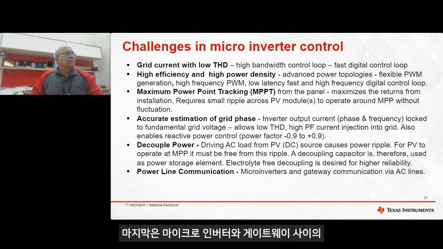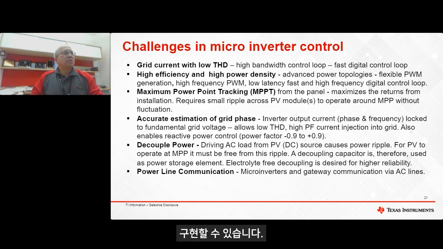The last is communication between the microinverter and the gateway. PLC is one way to achieve that, and that also requires a microcontroller with enough processing power so that it can implement the PLC communication on the same chip. So a microcontroller having enough processing power can implement all three functions: the MPPT function, the inverter function, and then the power line communication function.